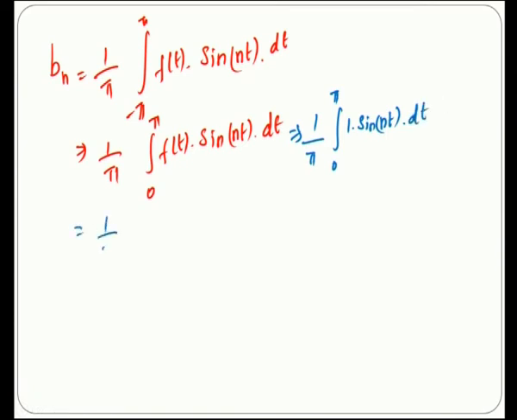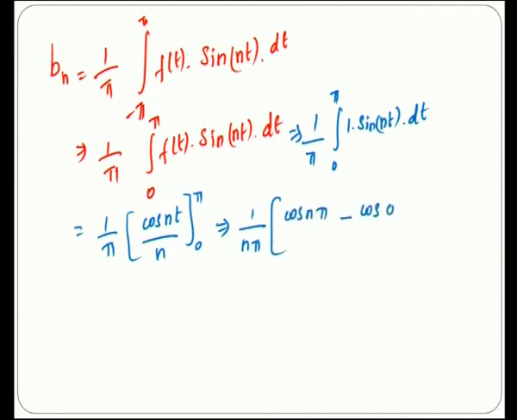So, 1 by pi, you take it as sin nt; after integrating you get cos nt divided by n, from 0 to pi. Substituting the limits, I take 1 by n pi outside, then cos n pi minus cos 0. The cos 0 value was 1. So, 1 by n pi, and this one is cos n pi.